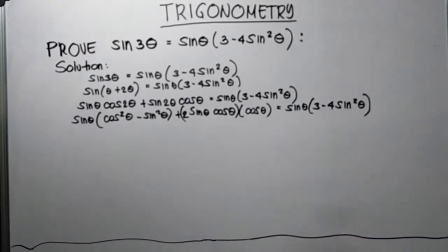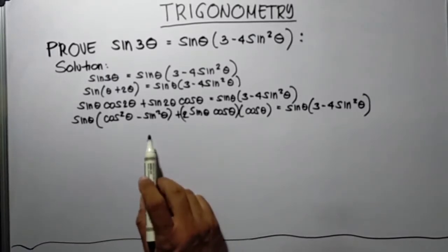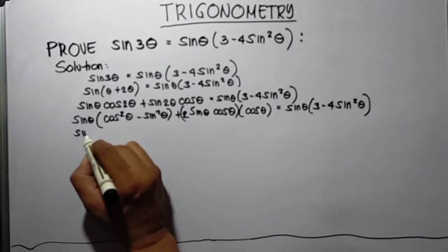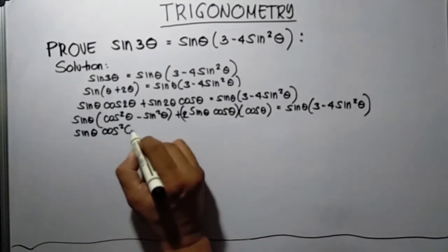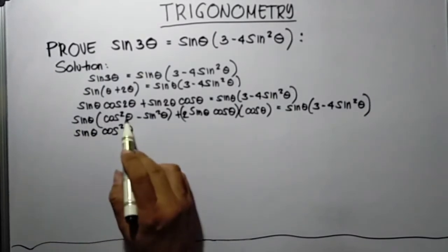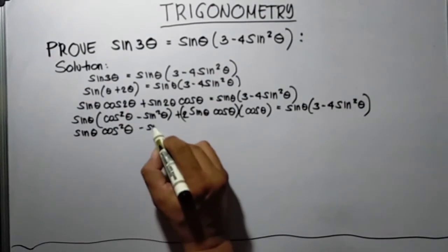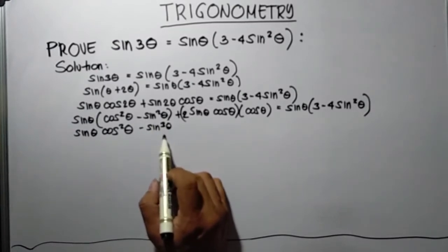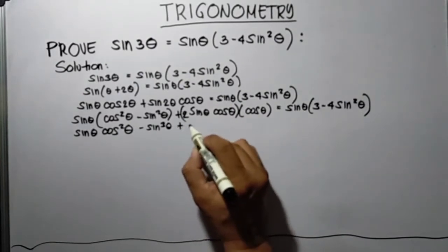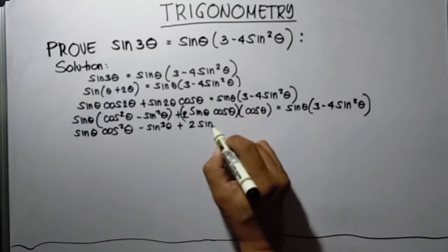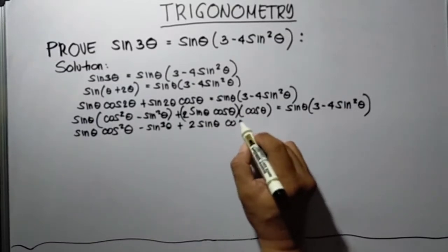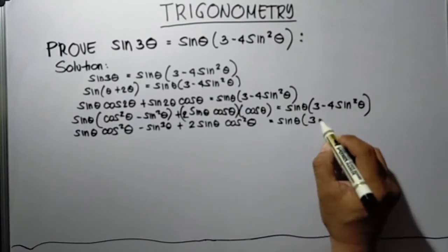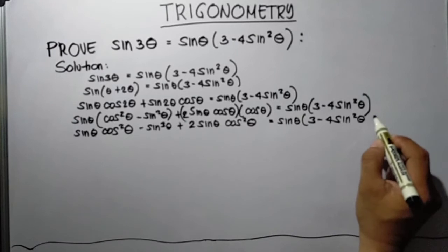Okay, so from here we expand. Okay, we expand this, so that will become sine theta cosine squared theta. Okay, this times this. Okay, and then this times this, so that will become minus sine cube theta. So sine theta times sine squared theta is equivalent to sine cube theta. Okay, so again here expand, so 2 sine theta cosine theta times cosine theta, that will become cosine squared theta. So it is equal to sine theta (3 minus 4 sine squared theta).